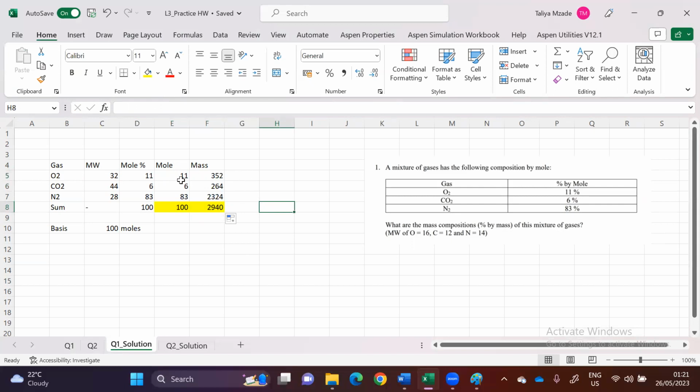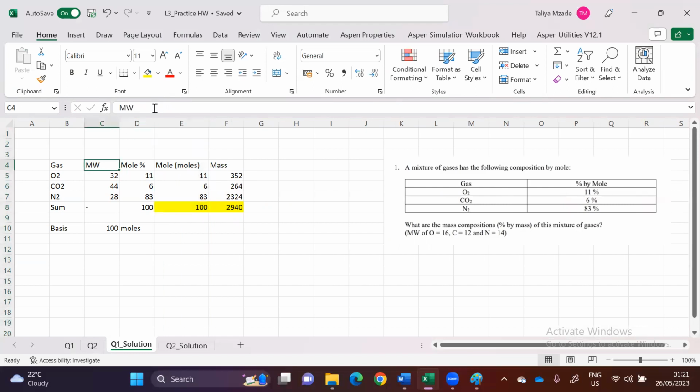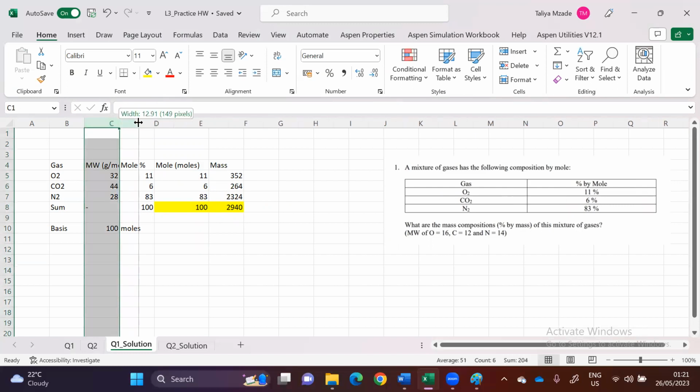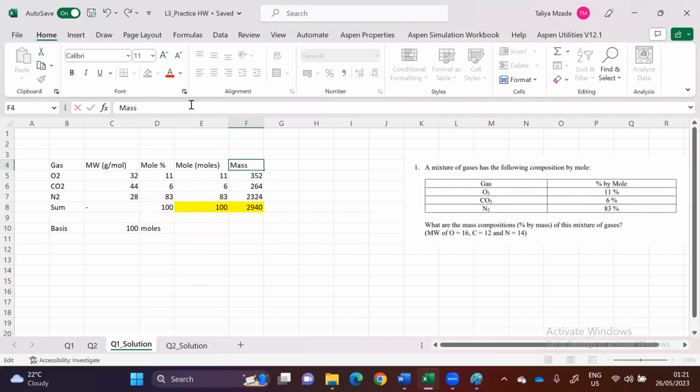2,940. Okay. The molecular weight unit, as I said, is gram over mole, and it means my mass will also be given in gram. Yes, and I got 2,940. Now it says to find mass compositions. How to do that? Mass compositions by percentage.